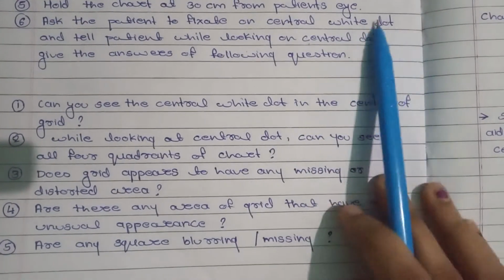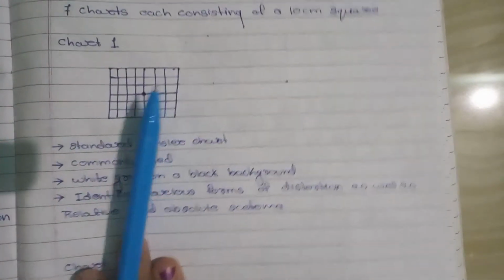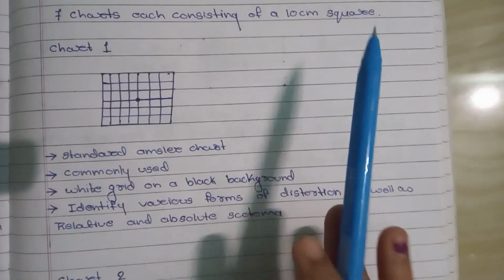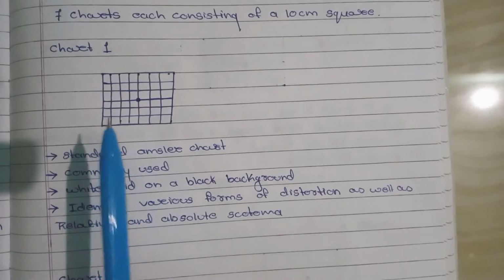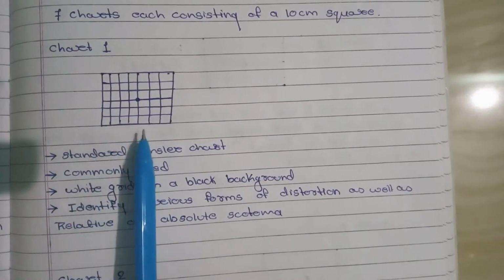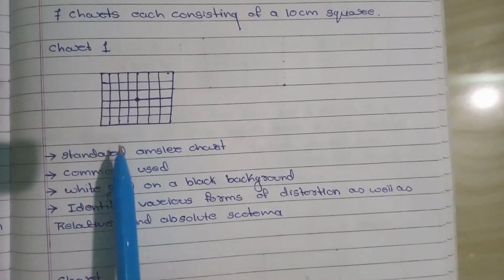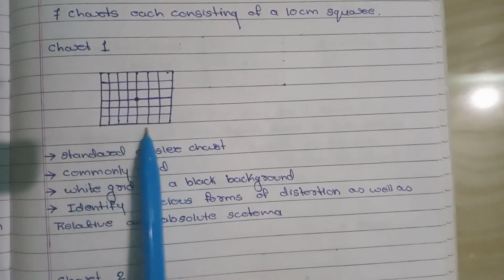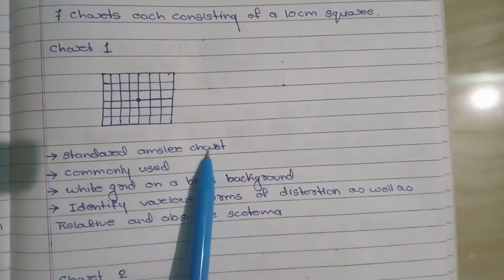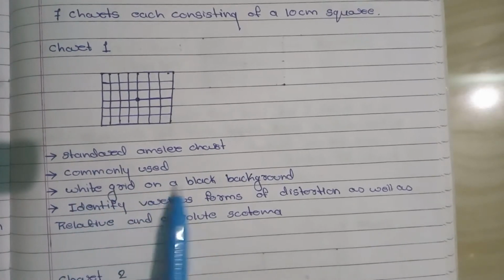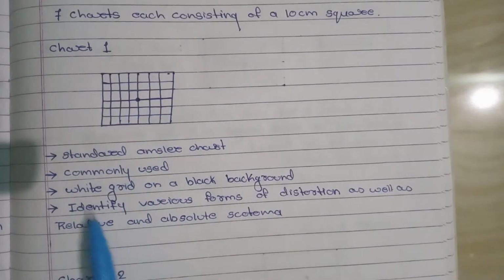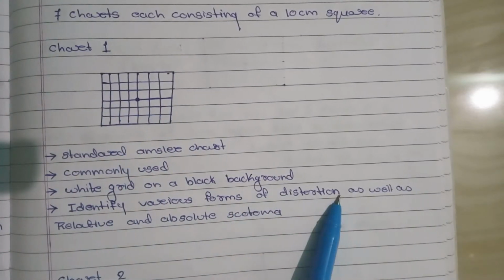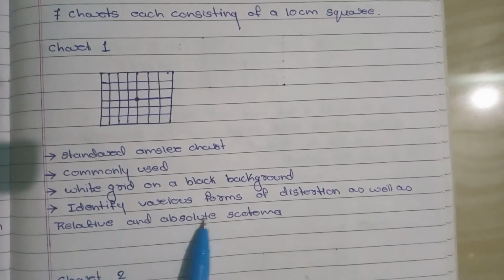Now we are going to see the Amsler charts. There are 7 charts. Each chart consists of a 10 cm square. First, chart 1. Here I have drawn a rough diagram of the Amsler chart just for understanding purposes. How does the Amsler chart look like? Chart 1 is the standard Amsler chart, commonly a white grid on a black background. It identifies various forms of distortion as well as relative and absolute scotoma.